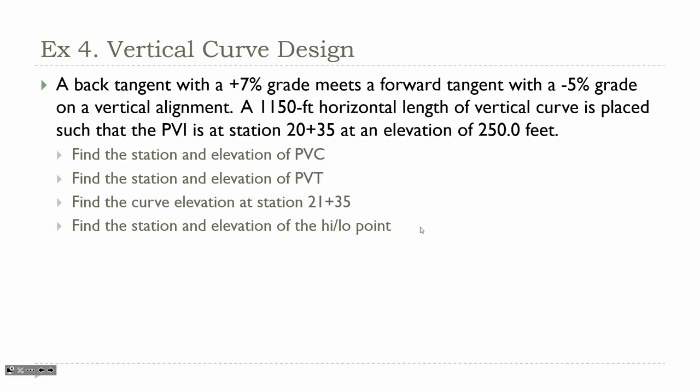A back tangent with a plus 7% grade meets a forward tangent with a negative 5% grade on a vertical alignment. So is this a sag curve or a crest curve? If the back tangent is plus 7 coming towards the VPI, and then we have negative 5 going away from it, we've got our VPC and our VPT connected by a curve, and we have our overall curve length L.